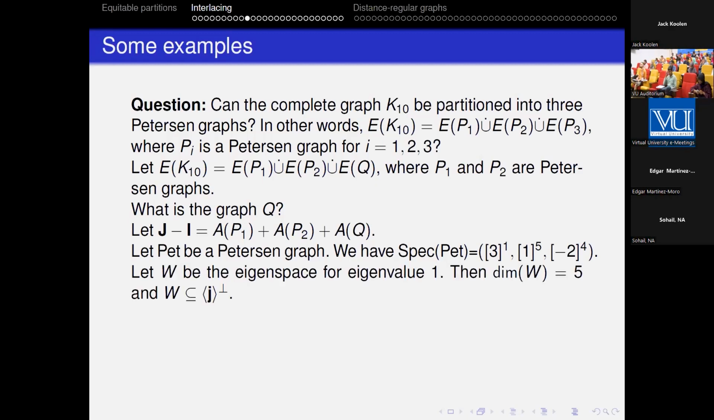So now we will look at the eigenspace W for the eigenvalue 1. Then clearly the dimension of W is 5, because the multiplicity of 1 is 5. And secondly, because the eigenvector for 3 is the all-ones vector, W is a subset of the orthogonal complement of the all-ones vector J.